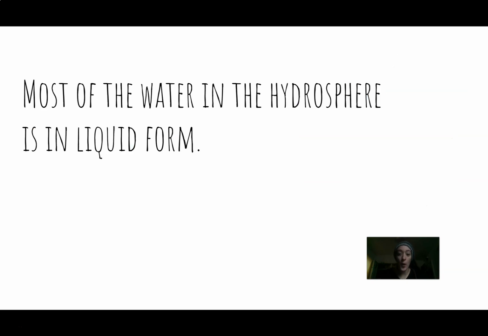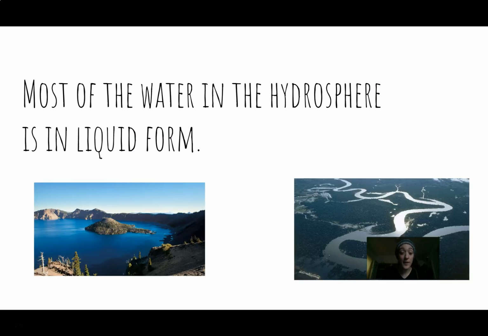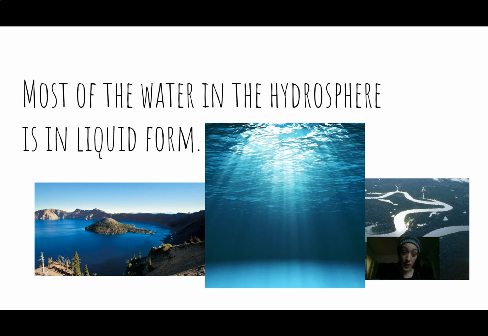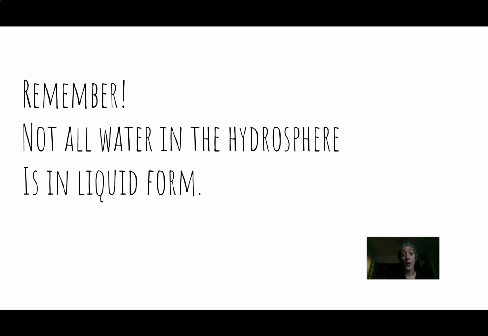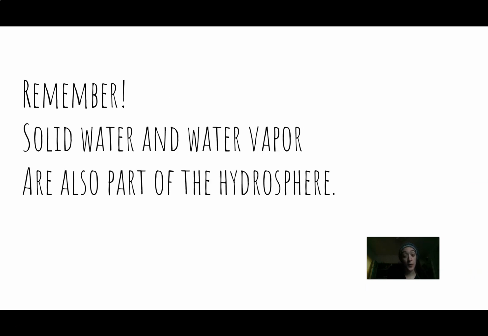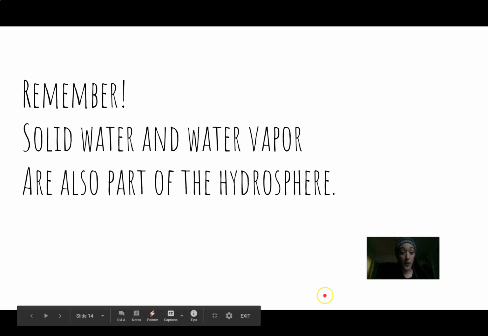So most of the water in the hydrosphere is in liquid form, right? In lakes, in rivers, in the ocean, obviously, which is where we find 97% of the water in the hydrosphere. So most of the water is in liquid form, but remember, not all water in the hydrosphere is in liquid form. There's also solid water, which we usually call ice, and water vapor, which we call steam or just water as a gas, right? So solid water and water vapor are also important parts of the hydrosphere.